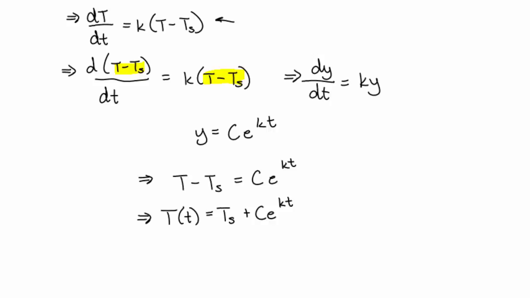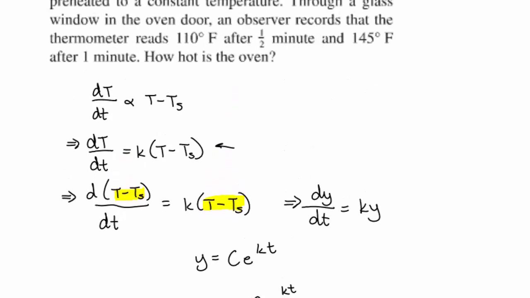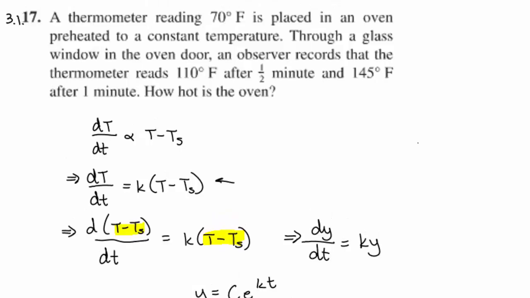So let's go ahead and write down the information they've given us. At time 0, the thermometer is 70. And after half a minute, the thermometer reads 110. And then after 1 minute, the temperature reads 145.